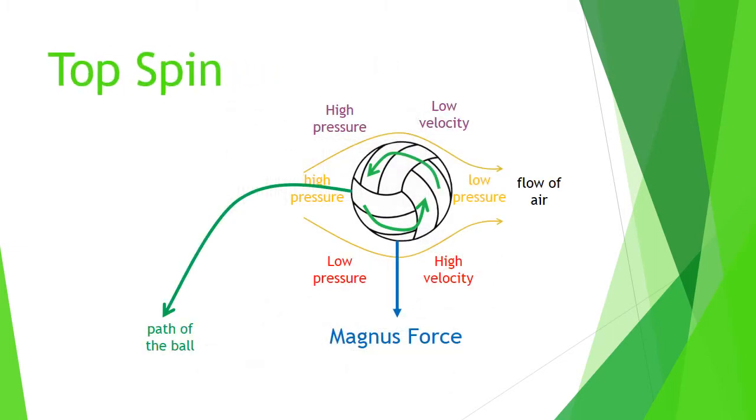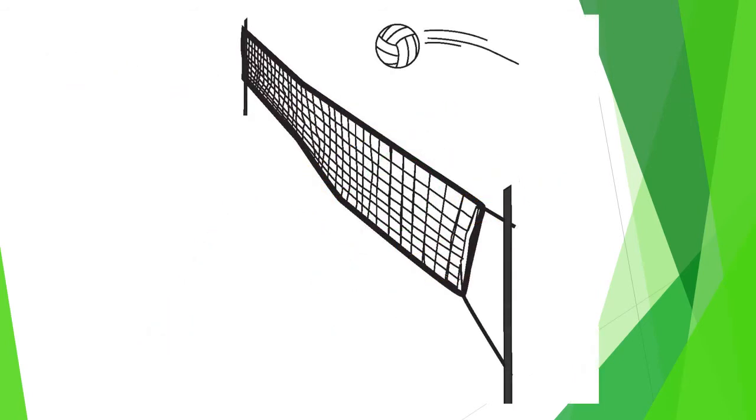If we are looking at this ball being hit over the net from half court, we would see that the top half of the ball is spinning in a direction opposite to the flow of air, creating low velocity and high pressure. The bottom half has high velocity and low pressure. This pressure differential will cause the ball to drop because the Magnus force is pulling the ball down. The blue line indicates that the ball will drop soon after getting hit over the net.